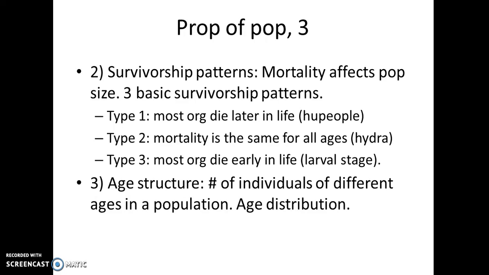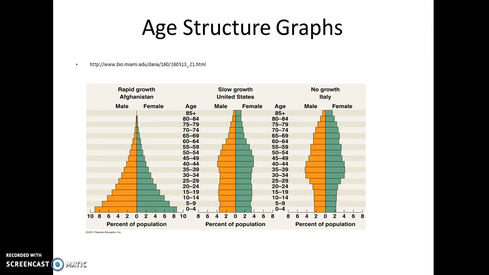Sorry. Age structure is the number of individuals of different ages in a population. We see an age distribution. So here's a picture of an age distribution graph. We see that the ages are on the y-axis, usually in groups of 5, 0 to 4, 5 to 9, 10 to 14, all the way up to 85. And we have the number of individuals, or the percent of the population, on the x-axis here.